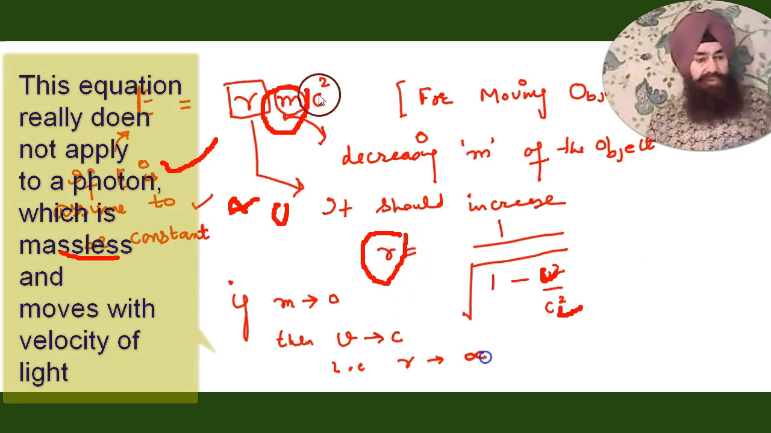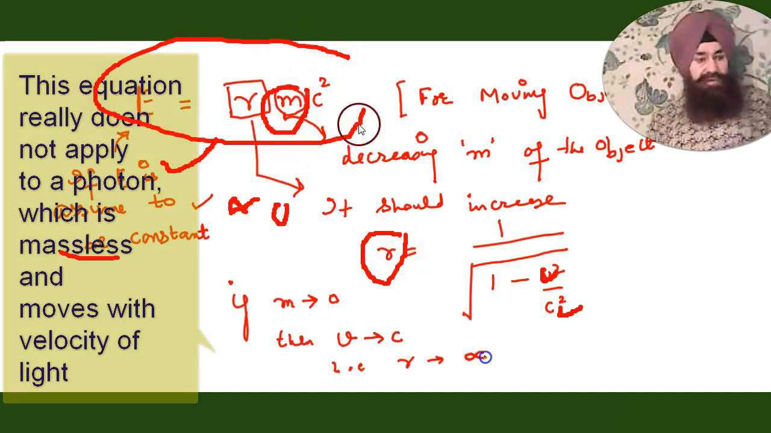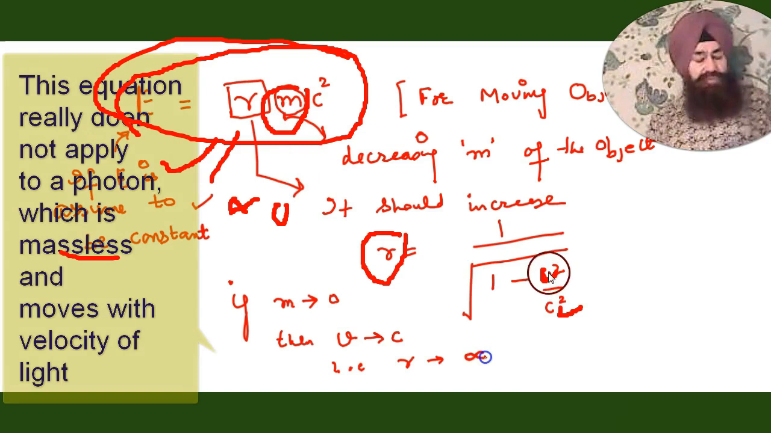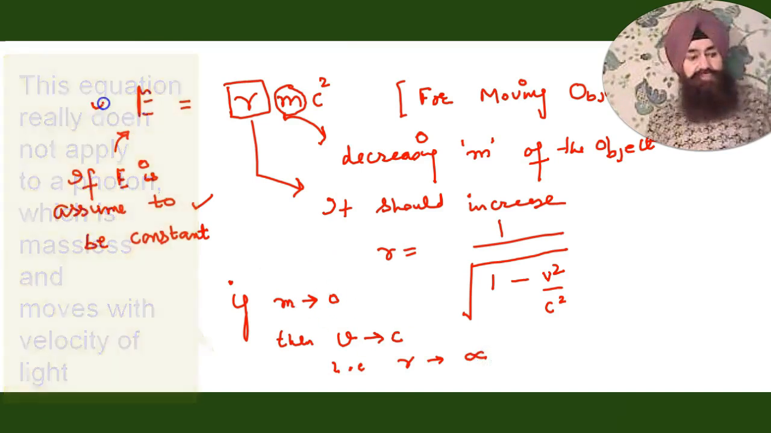So that's why we think this equation is not a very good equation, because in the case of a photon a problem arises. Massless means m is 0, and they move with the velocity of light, meaning gamma is infinity. Now what does mathematics tell you? Infinity times 0 is what? Meaningless. So we have to think about another equation. So this is again not a good equation.